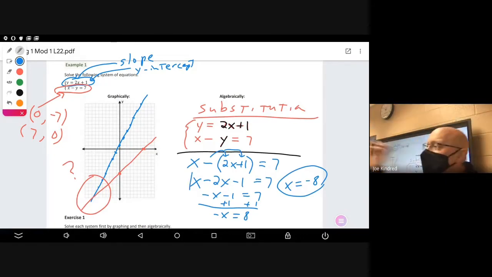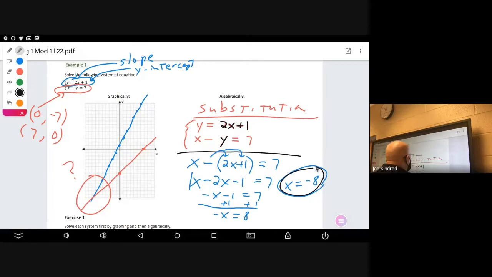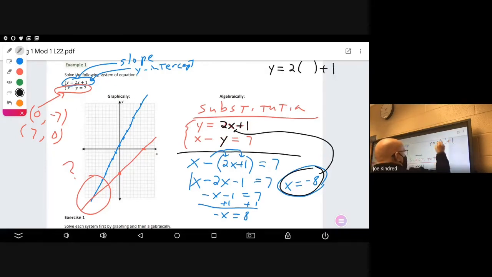Okay, so the easiest way now to find y is going to be to substitute this x right here into that part right there. Now I'm running out of room, so I'm going to do it up here. Negative 8. Negative 16 plus 1, and so y is equal to negative 15.